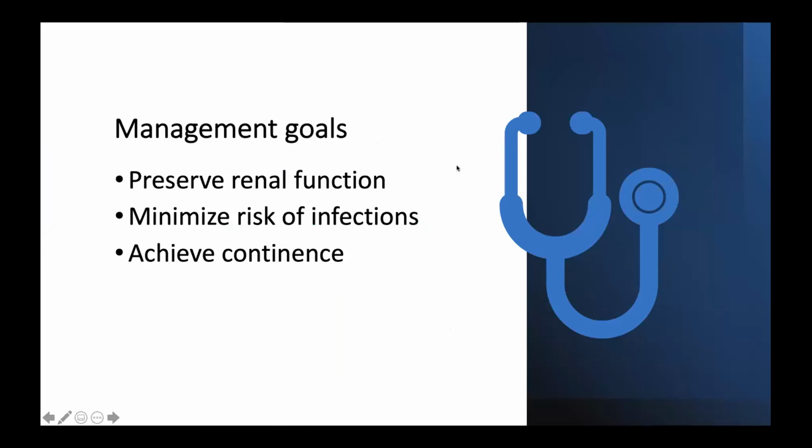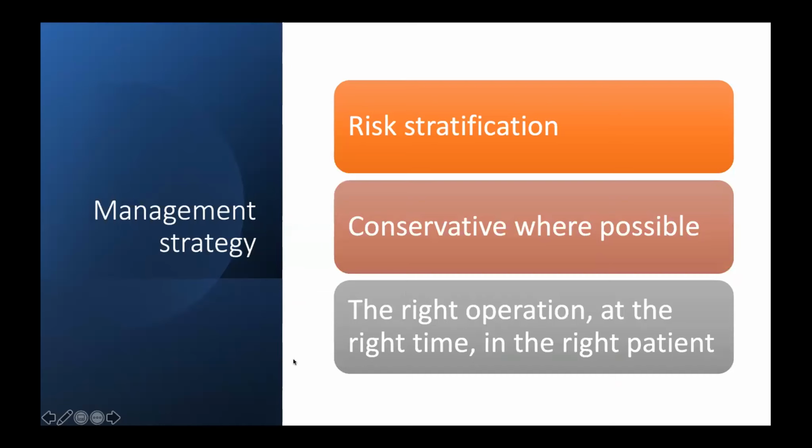So management goals, as always in urology, are to preserve renal function, so to keep the kidneys healthy, to minimize infections, and then to achieve continence. And when I think about the management strategy for a hydroureter, the first thing I try to do is decide how high risk my patient is. So are they at risk of losing functional renal units? Are they at risk of developing an infection? And are they at risk of deteriorating?